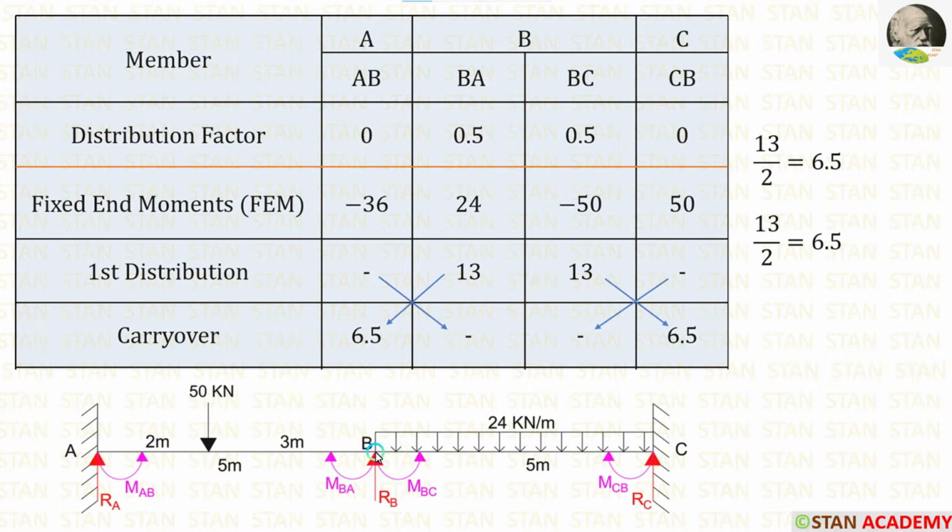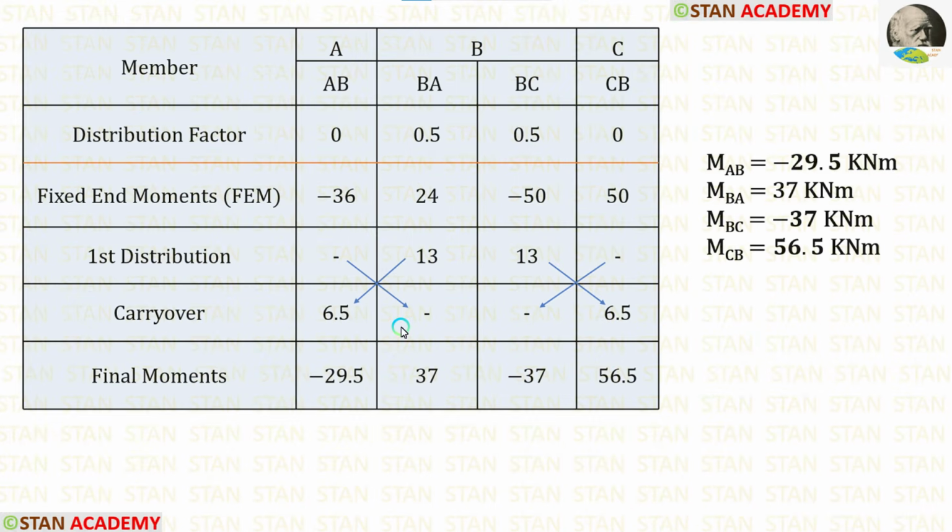Now let us consider the span BC. In the span BC, there are two moments, MBC and MCB. From MCB, half of the moment will go to MBC, and from MBC, half of the moment will go to MCB. So from BC, half of 13 will go to CB. 13 upon 2 is equal to 6.5. For CB, there is no distribution, so we can't make the carryover. In this problem, we cannot proceed further.